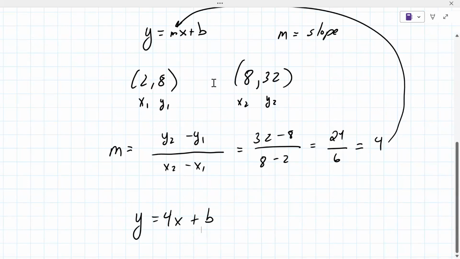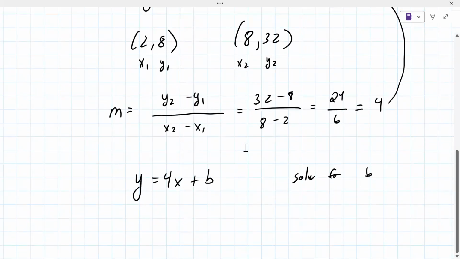Matthew, I think you're on mute. You are correct. Yes. So good job. You found the slope. We rewrite the equation. Now we're going to find B. So to solve for B, you're going to use either the ordered pair 2, 8 or 8, 32. I would recommend using the smaller one.